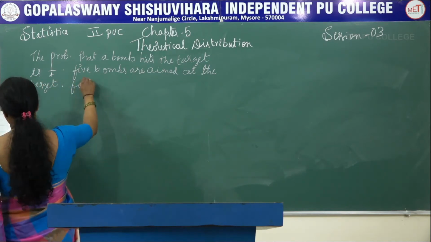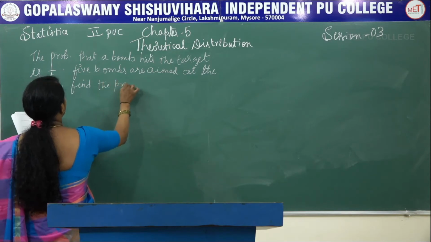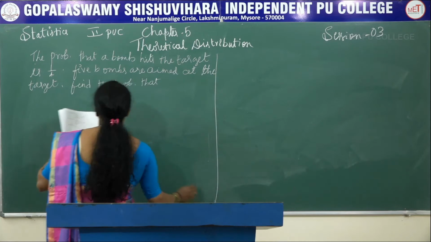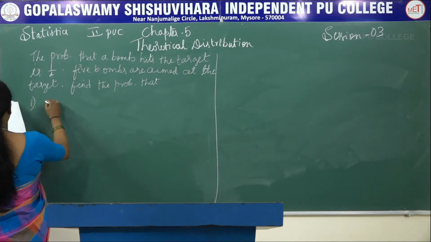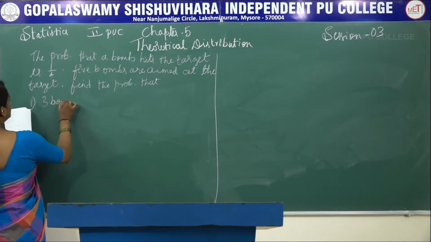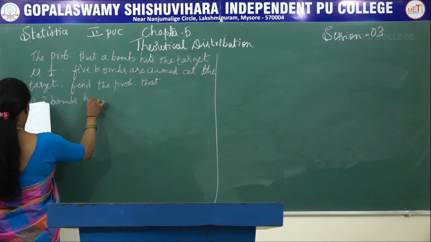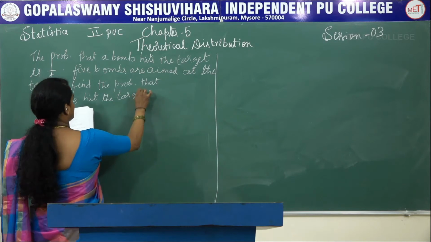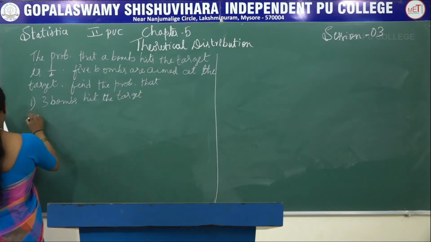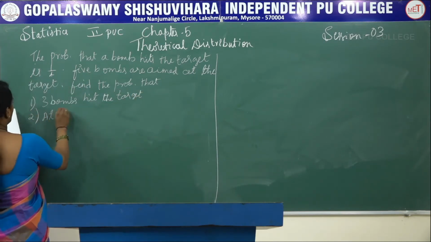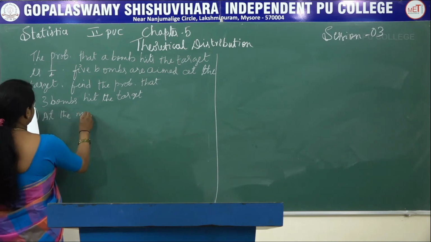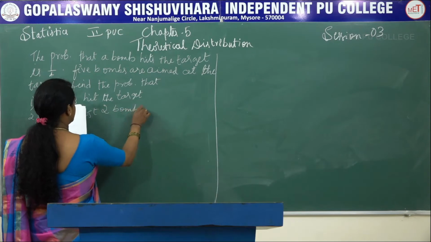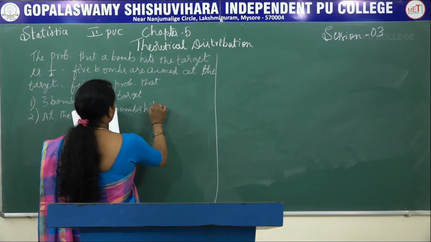Find the probability that, first question, 3 bombs hit the target. Okay, and second one is at the most 2 bombs hit the target.